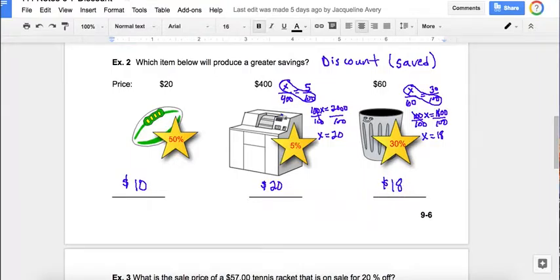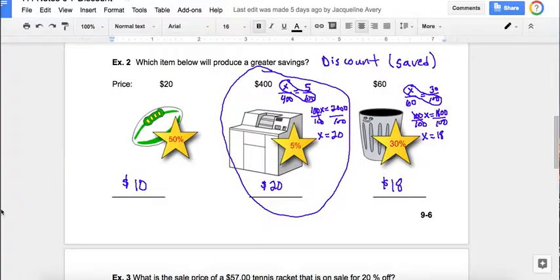So which one produced the greatest savings? The football, the maybe washing machine, printer, copier, whatever you want to call it, or a trash can. And you're right, the one in the middle. So circle that one, that is the greatest savings. Now let's go to the last page and try some straight up word problem examples of these.